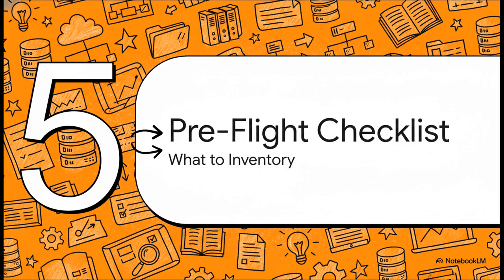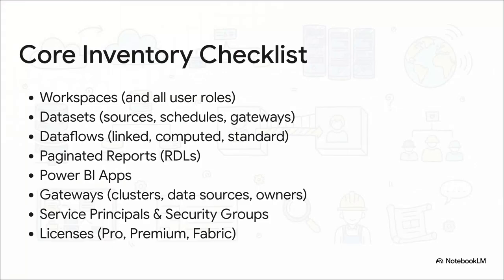So what does all this mean for you right now, before you even start the migration? It means your number one job is documentation. Success is determined before you even begin, and it starts with creating a super comprehensive inventory of every single asset you have. This right here is your essential pre-flight checklist. Before you move a single report, you need a detailed record of every workspace, every user role, every dataset and its source, every data flow, every gateway, and even your licenses. Having this complete map isn't just a nice-to-have, it is the blueprint that will prevent chaos and ensure a smooth migration.